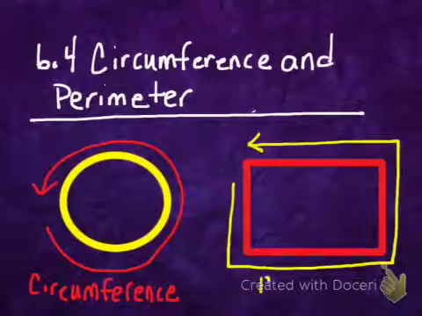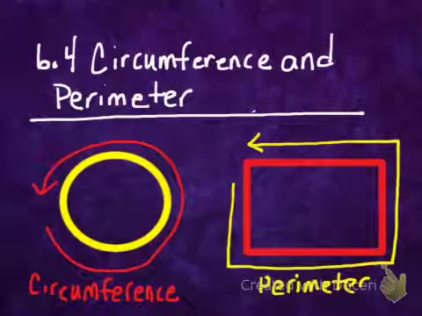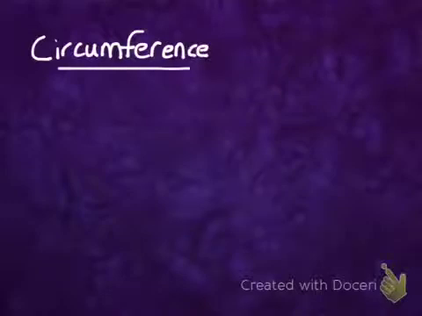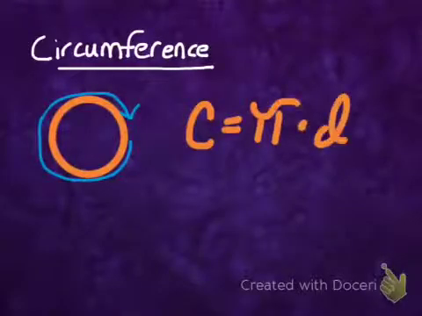And a review of perimeter, and perimeter is the distance around a polygon. So any straight-edged shape that is not in a circular form. Okay? So circumference, distance around a circle, and perimeter, distance around a polygon. So as a review here, just from yesterday, circumference, remember again, is the distance around a circle. And our formula for that is C equals pi times diameter.